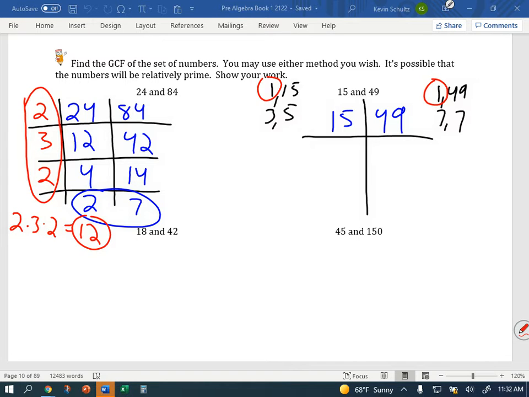So it's not that there necessarily isn't one. You could say that there isn't one, but it's because it is 1. 1's the largest number that goes into both 15 and 49. Okay, so 18 and 42, your answer should be 6 as the greatest common factor.